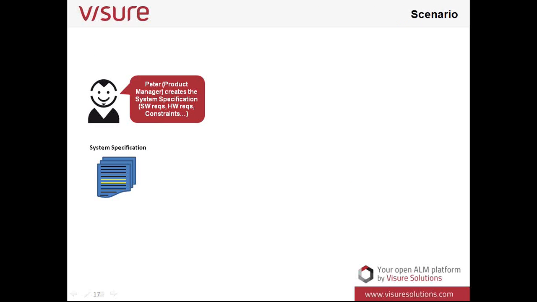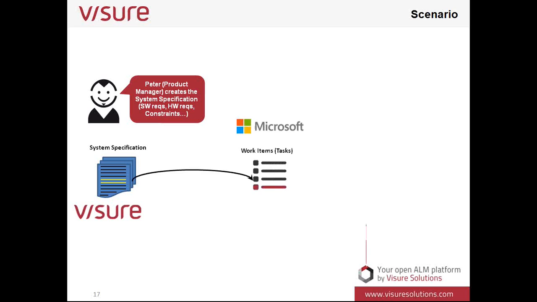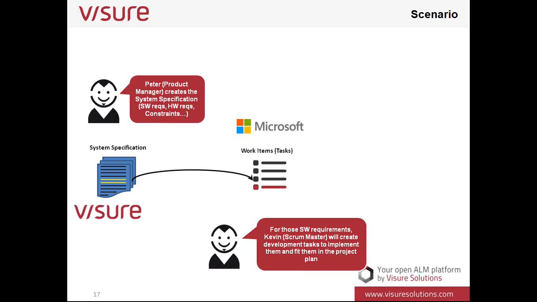Okay, so let's go to the interesting part of this presentation. Let's consider the following scenario. Peter, our product manager, will use Visure Requirements to create software requirements in the system specification based on customer input or from the different stakeholders. Those requirements will be automatically exported to Microsoft Team Foundation Server, and Kevin, our project manager, or Scrum Master if we are working in an agile environment. This integration scenario is independent of the process or template you're using.